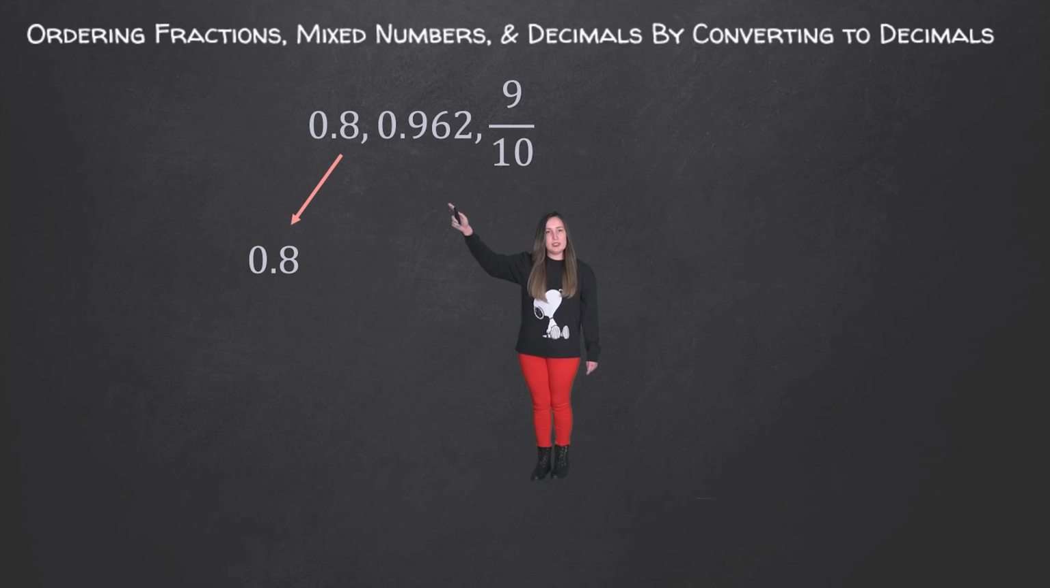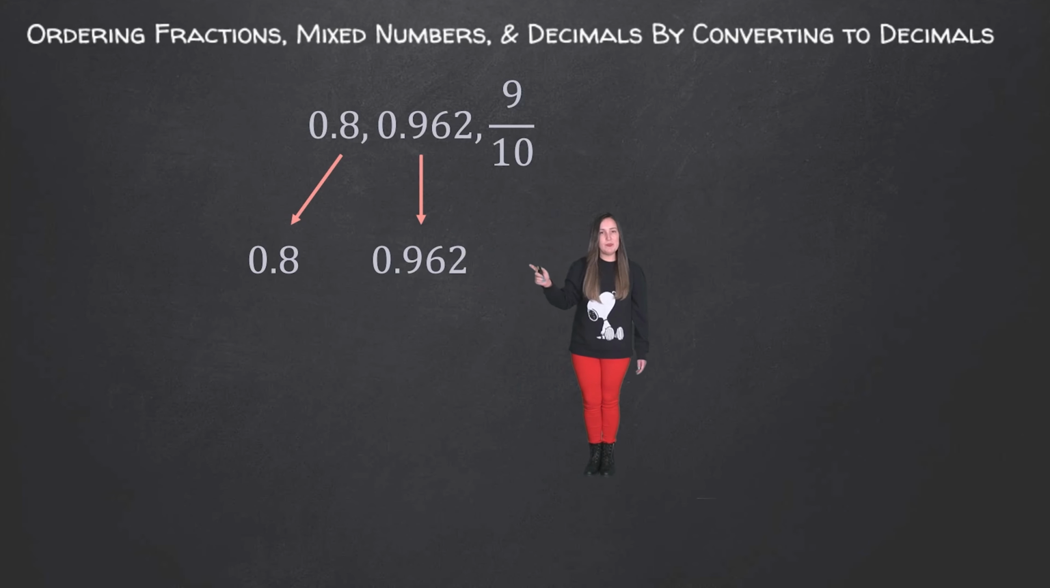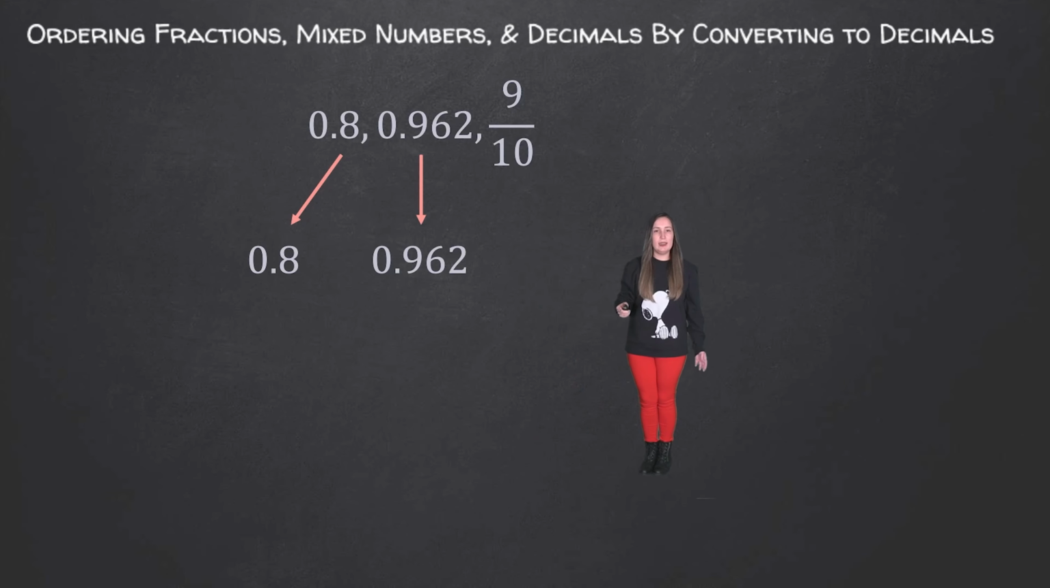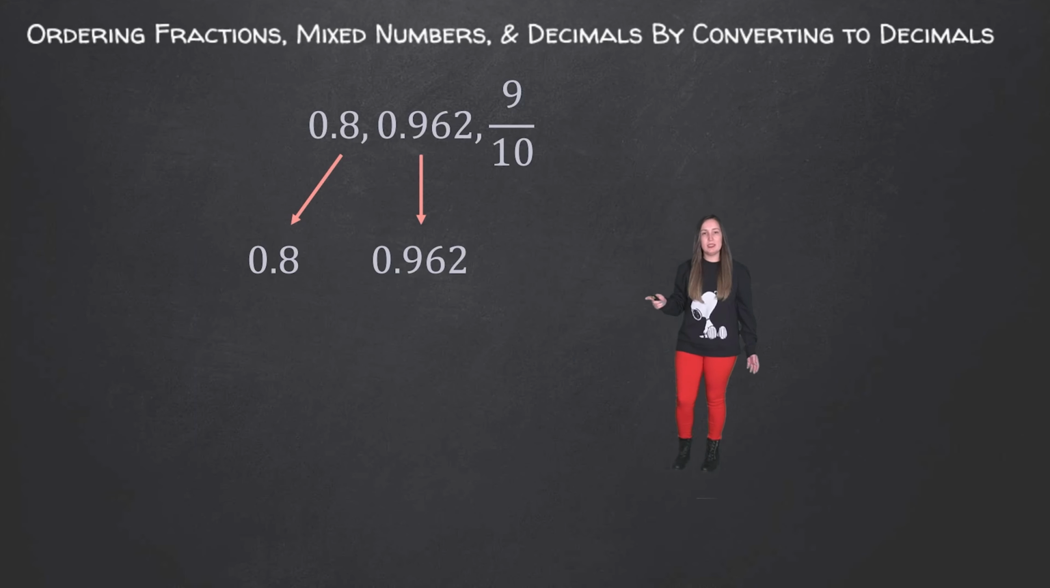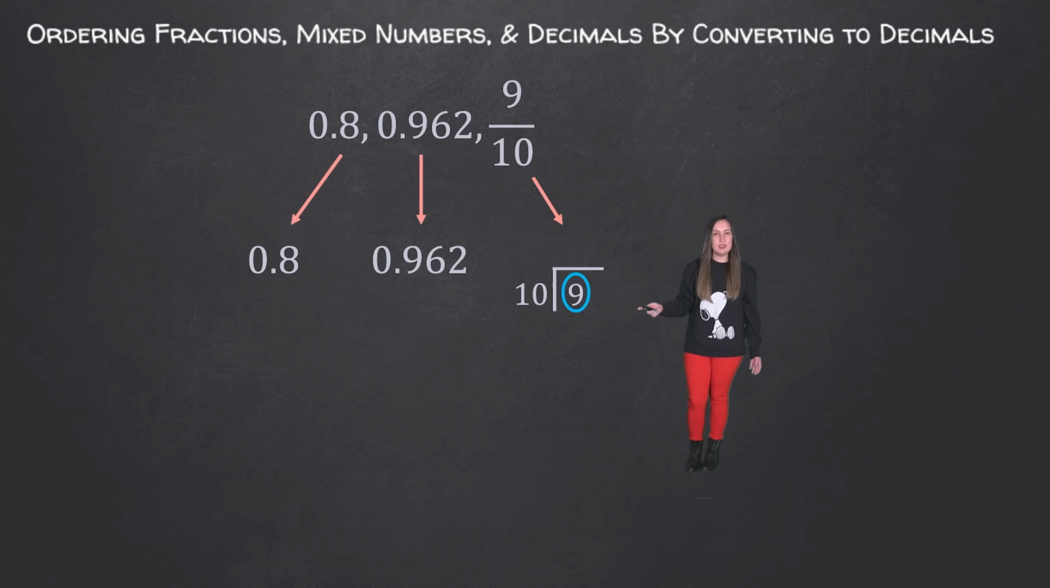Then 962 thousandths is also a decimal, so we're also going to rewrite that. But 9/10 is a fraction. In order to write 9/10 as a decimal, we have to divide the numerator by the denominator. And then ask ourselves, how many times does 10 go into 9? Well, 10 doesn't go into 9, so we're going to put a 0 here. Then add a decimal point after 9, and a 0 so we could keep dividing. Don't forget to bring up the decimal point.